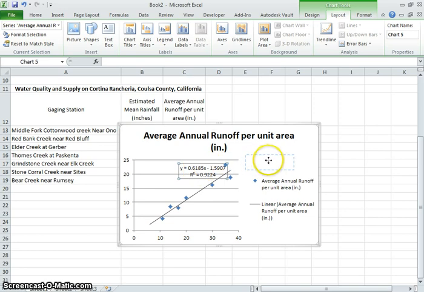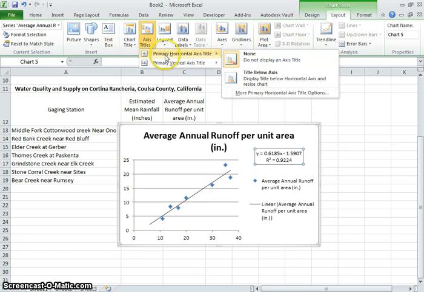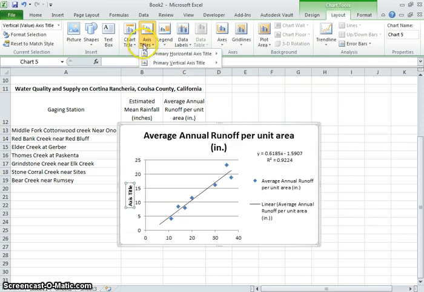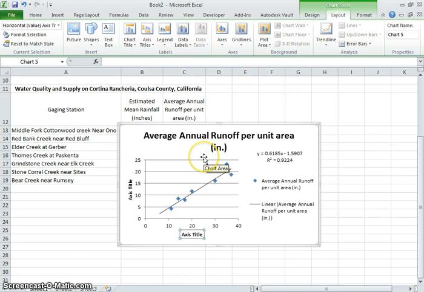I'm going to move this so I can see it a little nicer. And also I would kind of like my axis titles over here. To get my axis titles, it's here. And I want to see my vertical rotated and my horizontal down below the axis. I'm going to pause just for 1 second so I can see what these are supposed to be.